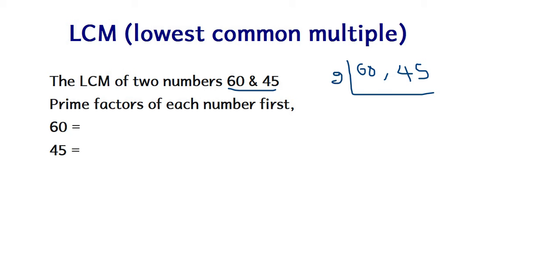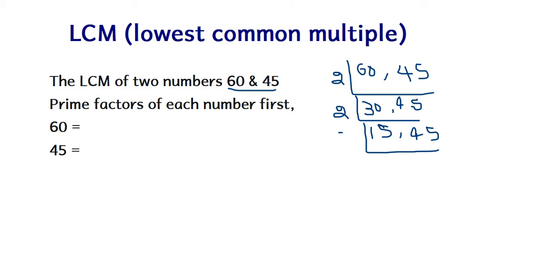Let's start with 2. As you can see, 60 is divisible by 2, which is 30, while 45 is not divisible, so we'll keep it as it is. Okay, and similarly it goes with the 30 as well. 30 is divisible by 2, which is 15, and we're going to keep 45 as it is, as we still cannot divide 45 by 2. Now when you look at the multiples, we have 15 and 45, which is no longer divisible by 2.